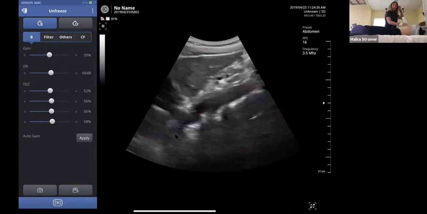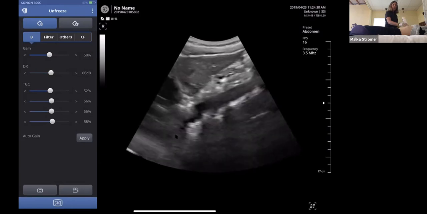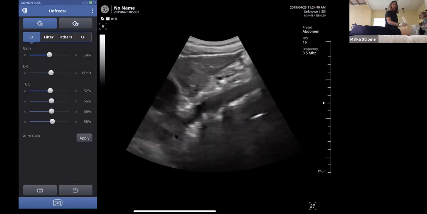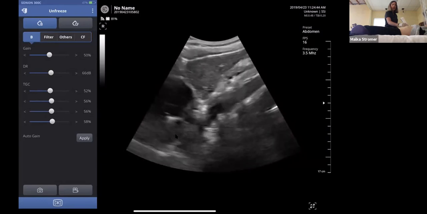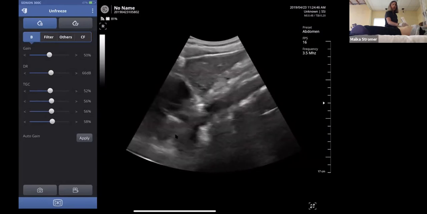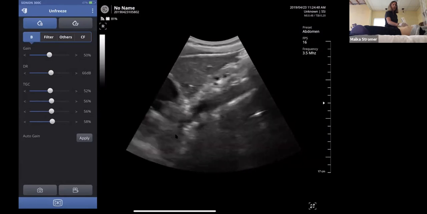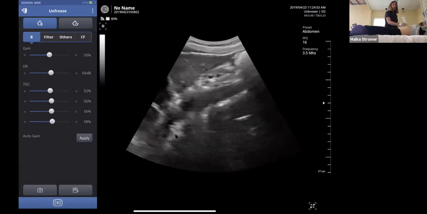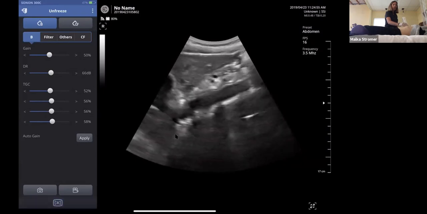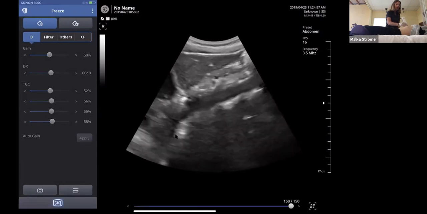Okay, so what we're looking at here actually is the proximal aorta. You can actually see the heart pumping and the aorta cutting right through the diaphragm. Okay, and we can also see very beautifully if we freeze right here. Good, and we're going to just cine loop back a couple frames.